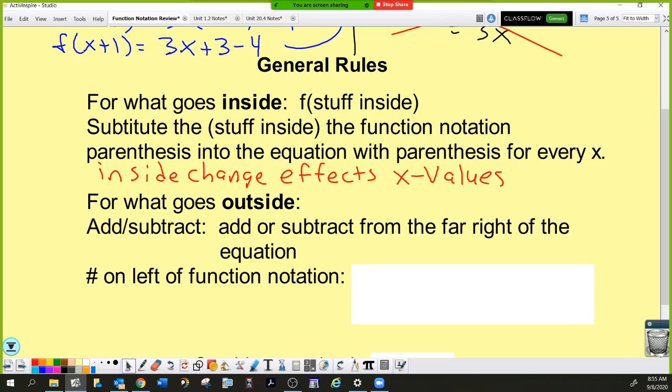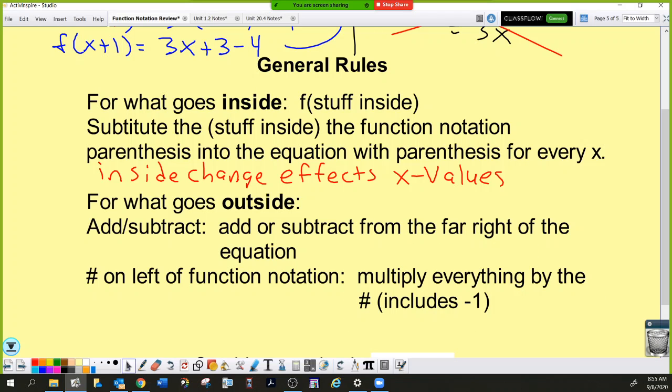On the left side of the function, you saw a 2. If I put a number on the left side, then your job would be to multiply everything by that number on the right side. You can make sure that you multiply the entire right side by 2 if you use parentheses around the equation and then distribute it.